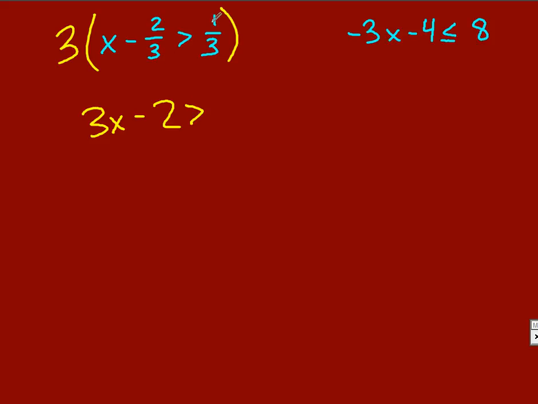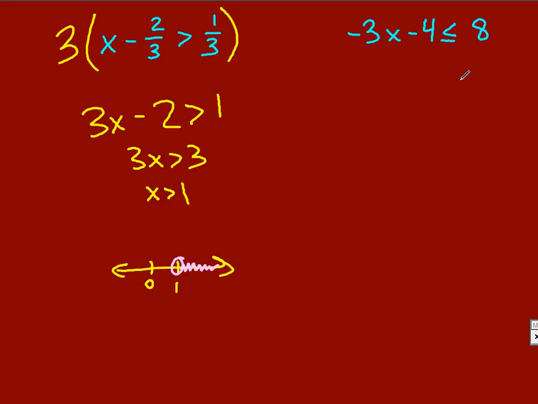It's bigger than 3 times 1 is 3. Divided by 3 is just 1. Now you have an easy one to solve. Add 2 to both sides. Gives you 3x is bigger than 3. Divide by 3, so x is greater than 1. So there's 0, there's 1. And I want open circle shading to the right.